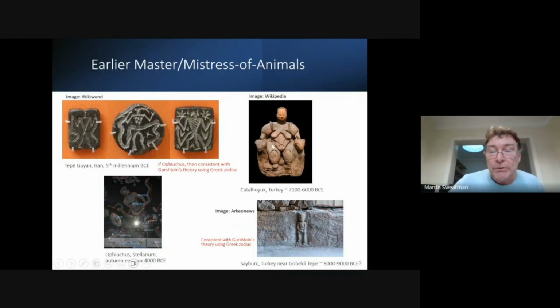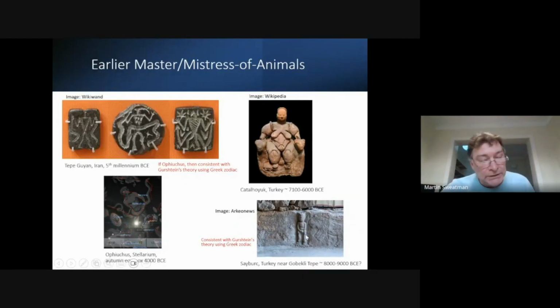But remember I mentioned this earlier, we have an even earlier example from Çatalhöyük, 7th millennium BC. So this is the Potnia Theron, mistress of animals. But just in the last couple of years, an even earlier example of the master was discovered in a little village called Şeyberk, not far from Gobekli Tepe. And it's thought to be from a similar time as Gobekli Tepe. And although in this example the master is not grasping the animals, it's clearly very similar to later master symbols.